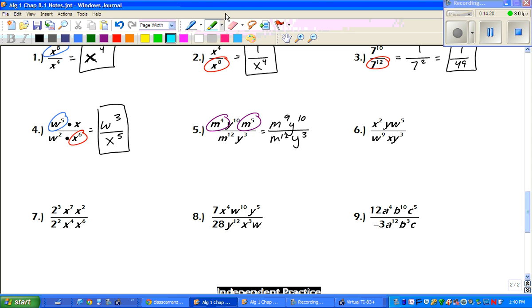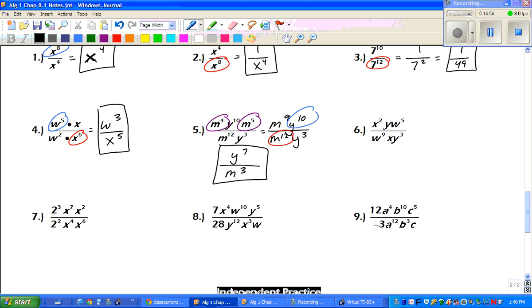Okay. So now let's look at your m's. Who wins, the top or the bottom? Hopefully you're saying, Mr. Grice, well, the bottom wins. Okay. And the bottom wins by 3. Okay, now looking at your y's, who wins, the top or the bottom? The top wins, and the top wins by 7. So you get y to the 7th, m to the 3rd.